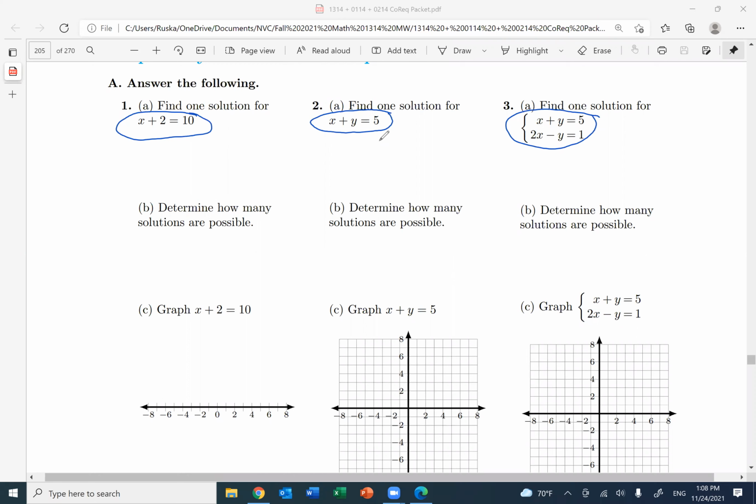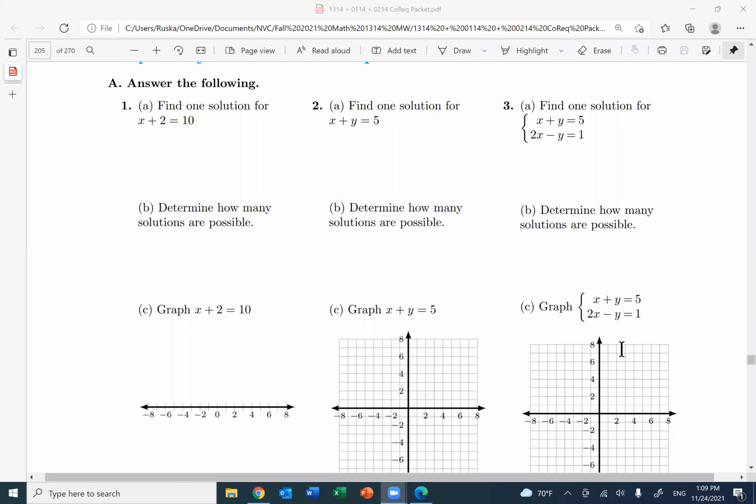So let's go over what is in common and what is different. How many solutions are possible for the first one? How do you solve the first one? We solve it by getting x by itself. We subtract 2 on both sides, and we get x equals 8, right? So this is how you solve it.